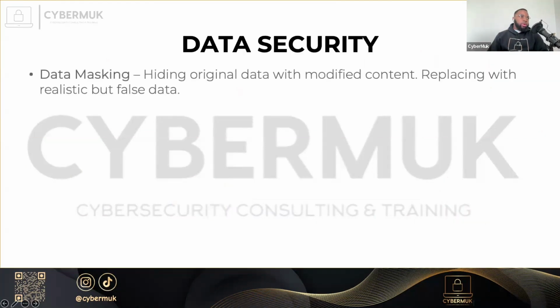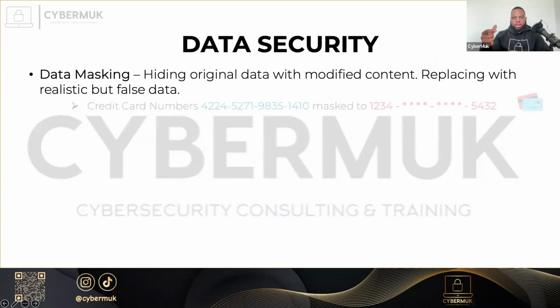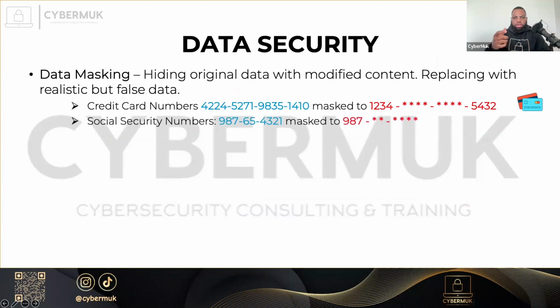On the data security, we also have data masking. Data masking is the way to hide original data with modified content. So you replace it with realistic but false data. For example, credit card numbers are masked with asterisks. So you have original data here, but on the receipt, you see asterisks. Social security numbers, you can see asterisks on there. So these are ways to hide original data.